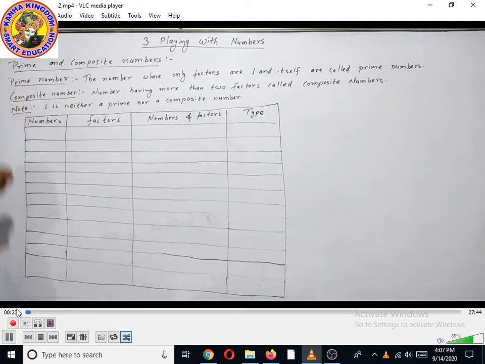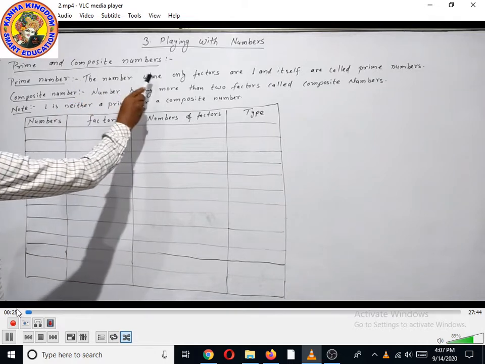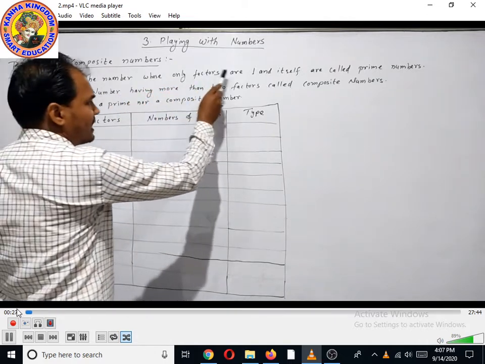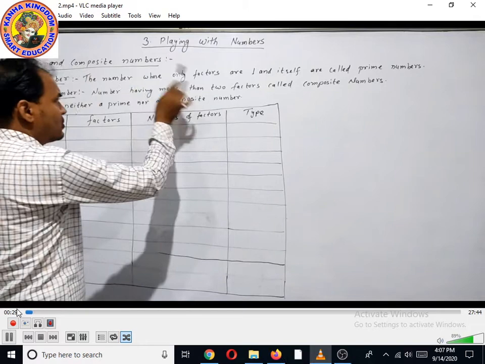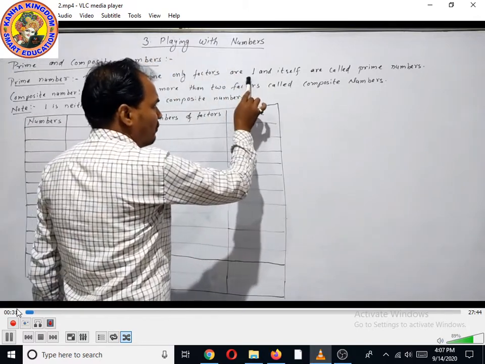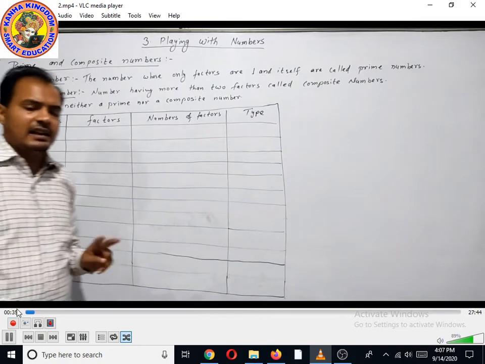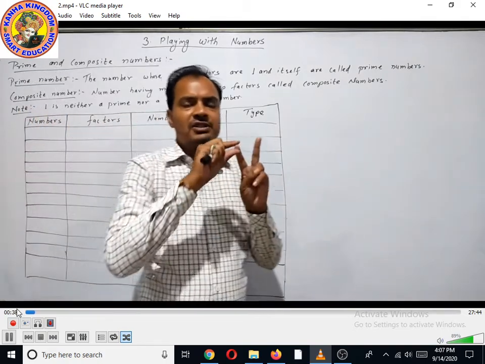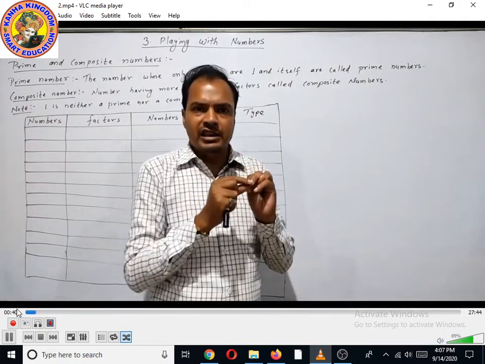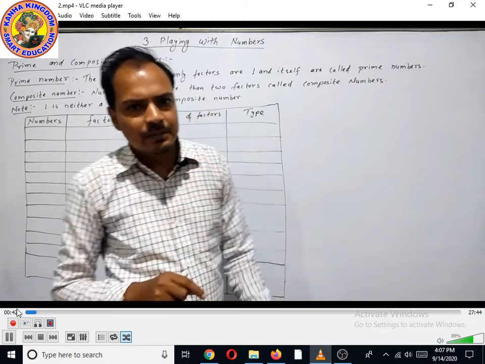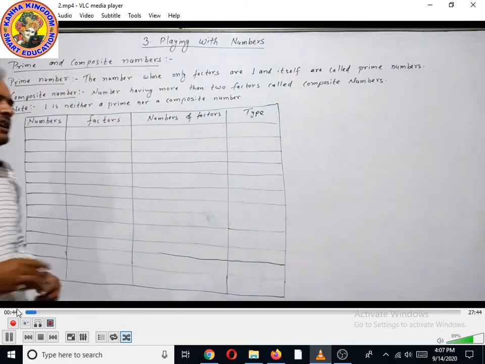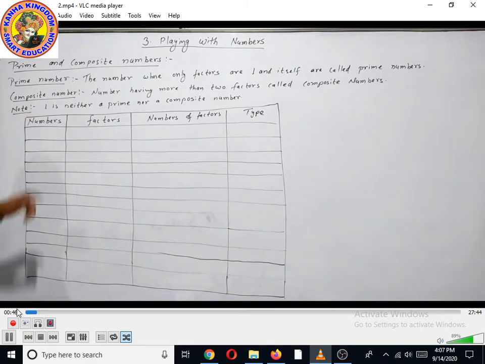Definition of prime number: a number whose only factors are 1 and itself is called a prime number. If there are only two factors, the first is 1 and the second is itself, then we call these prime numbers.